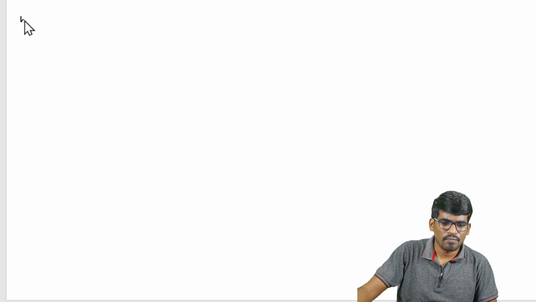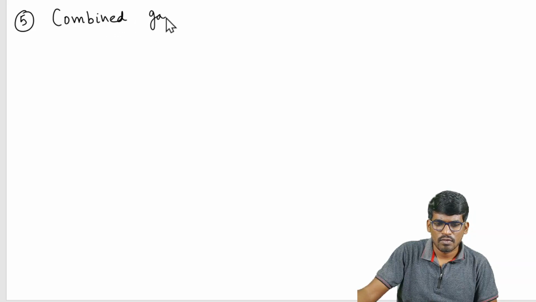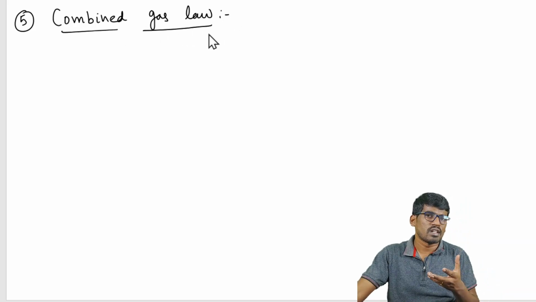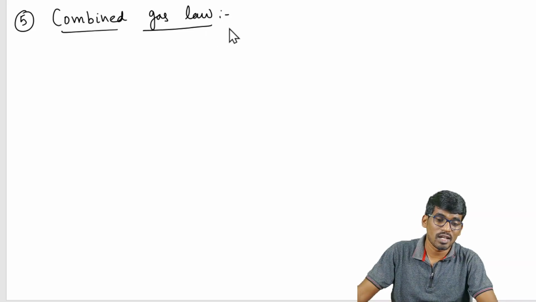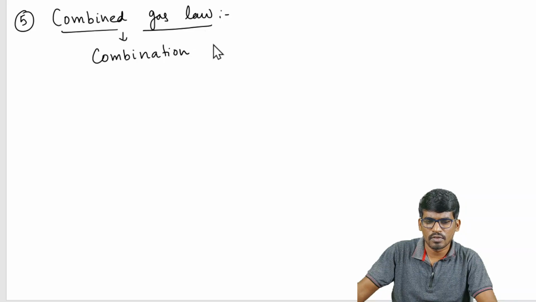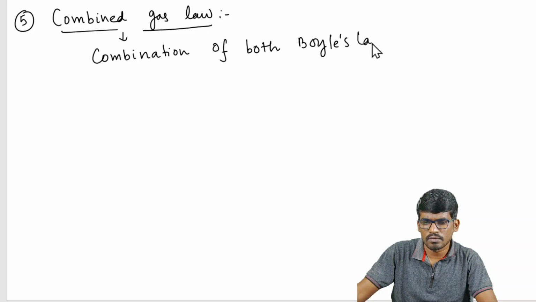Now we have the fifth one, that is called the combined gas law. Sometimes it is also called the second Charles law, or Charles law 2. Actually, the combined gas law is a combination of both Boyle's law and Charles law.